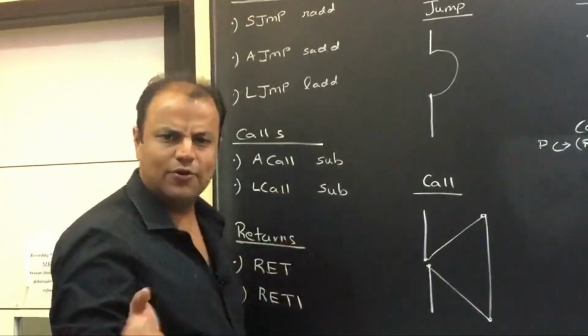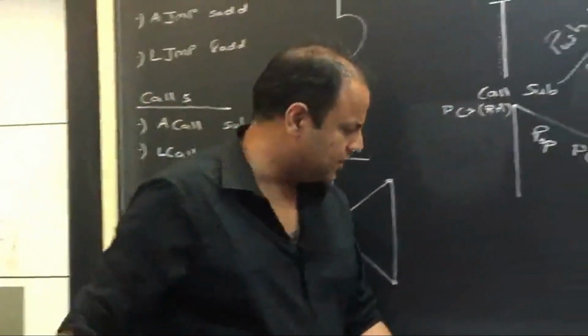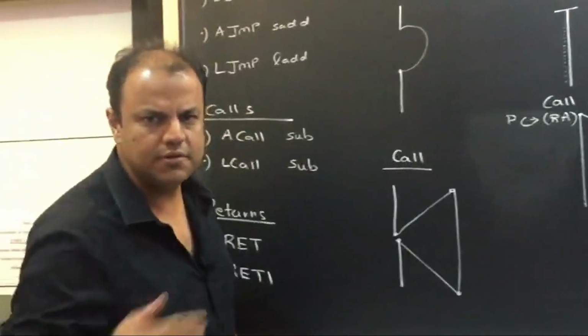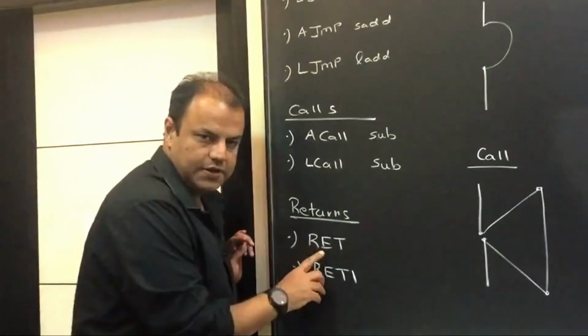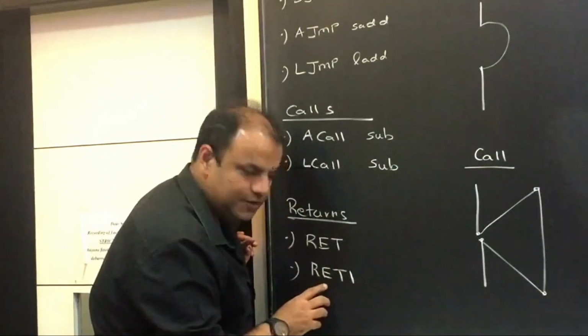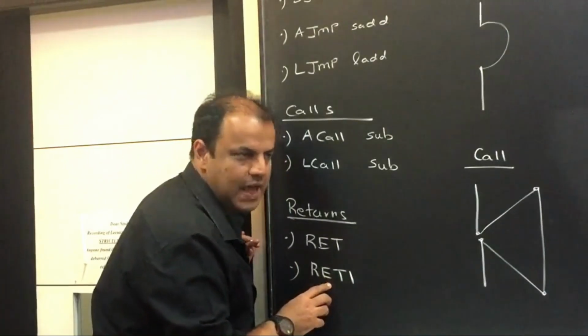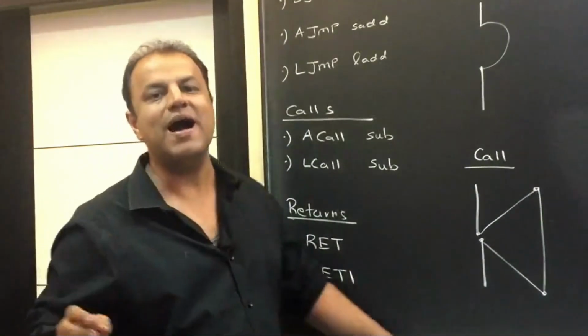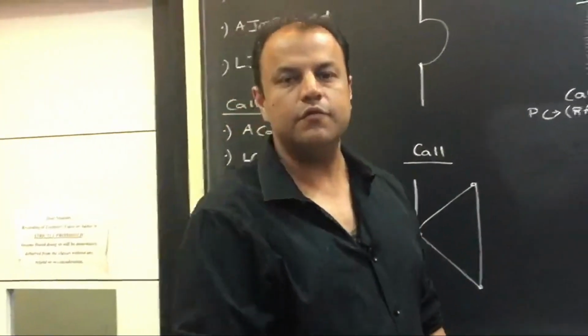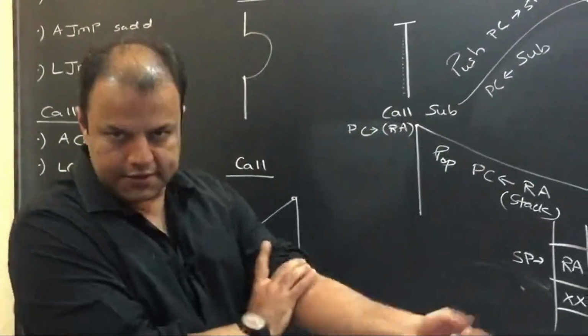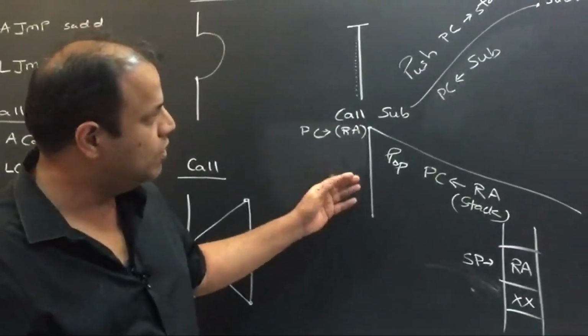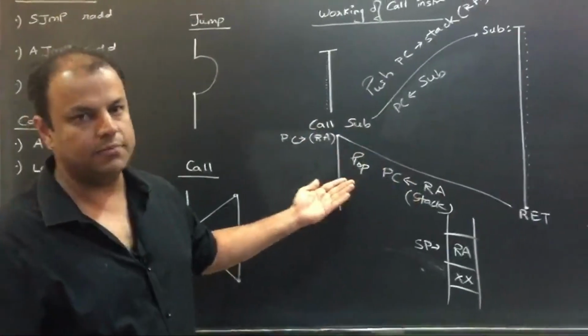Call has 2 types, ACALL and LCALL. As I said, there is no difference between ACALL and LCALL in terms of working. It's basically the range. As return is used to come back, there is another return called RETI. RETI is called return from ISR. Say, return from ISR. If you learn the theory of 8051, you know this is also the way interrupts work.